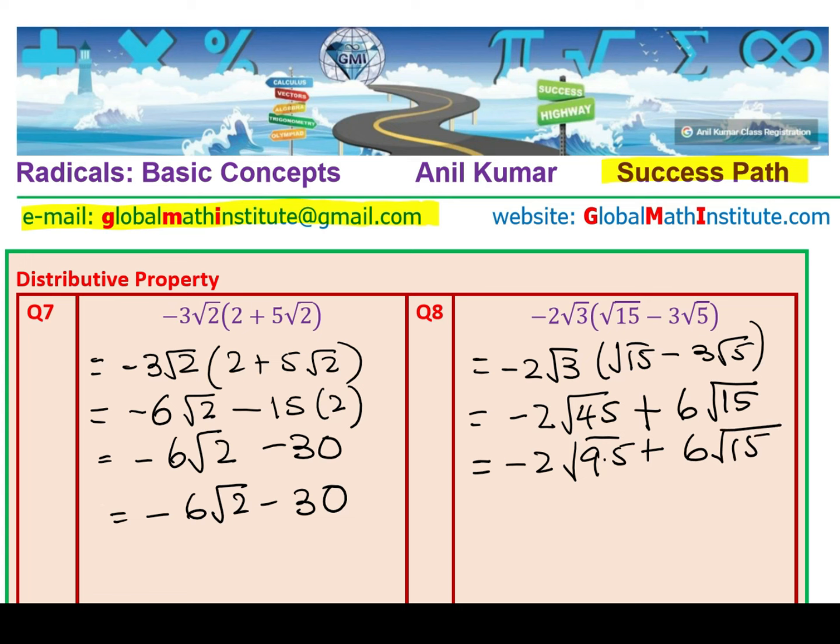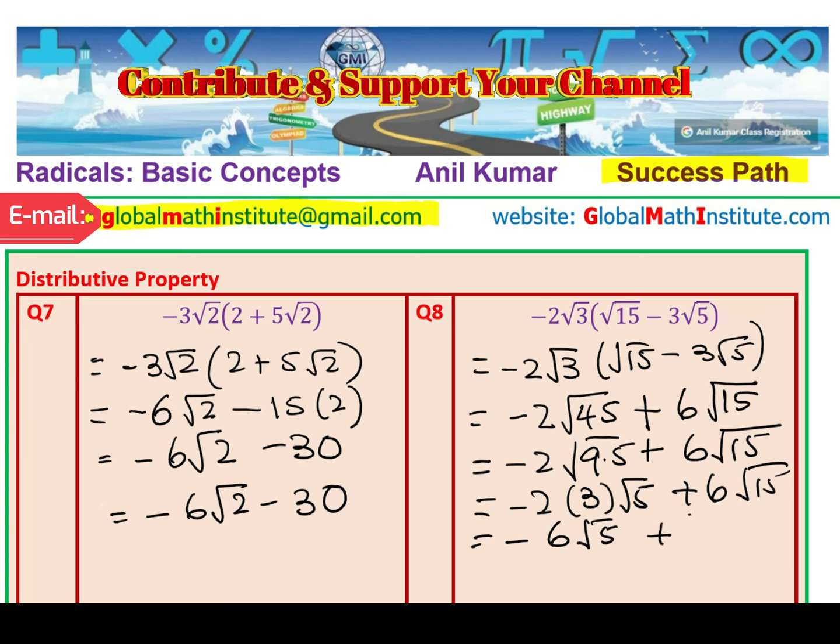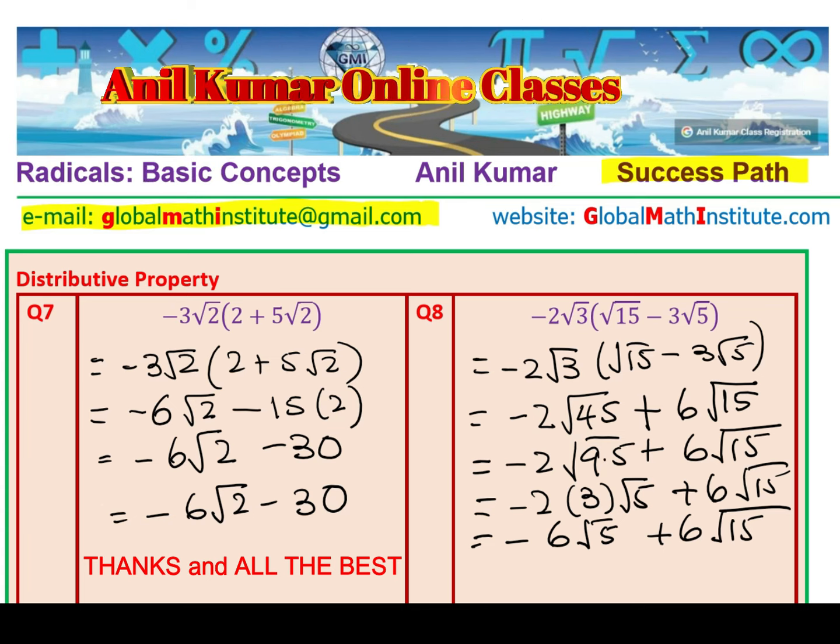Square root 15 cannot be simplified. So we have minus 2 times 3, right? And radical 5 plus 6 square root 15. And that gives us minus 2 times 3 is 6 square root 5 plus 6 square root 15. Perfect. So we get our solution. With that, we have solved all the 8 questions understanding this distributive property with positive and negative numbers involved.